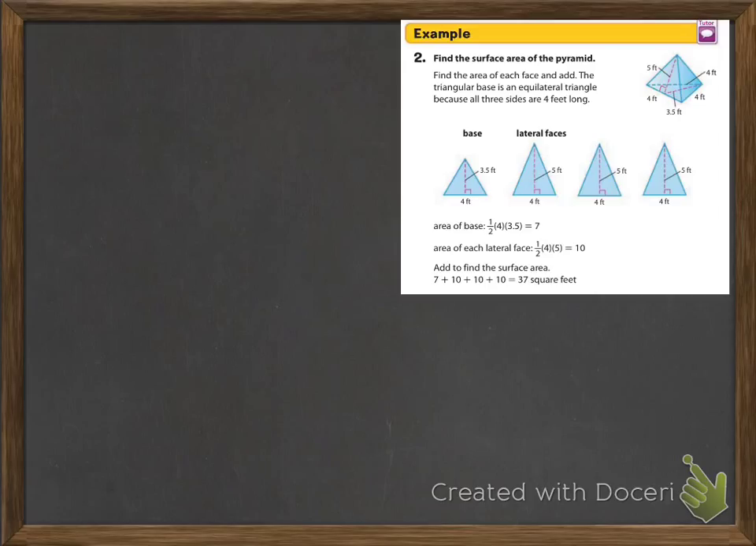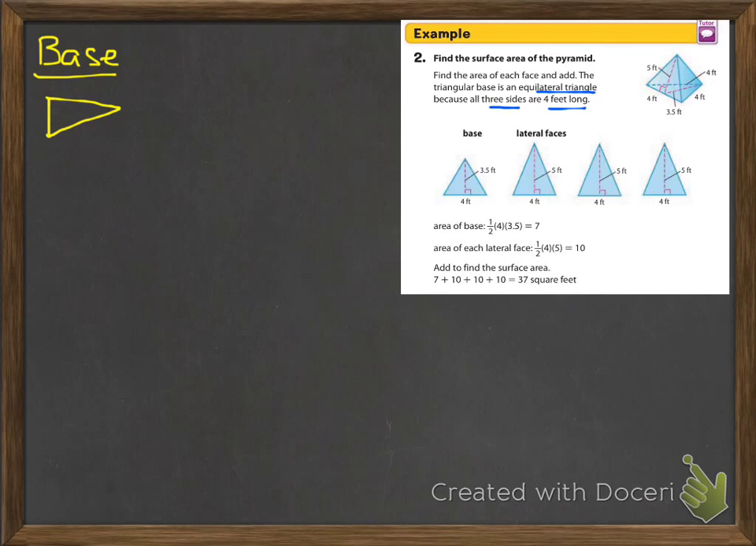All right, so now let's go ahead and look at example 2. Example 2 says to find the surface area of the pyramid. Find the area of each face and then add. The triangular base is an equilateral triangle. Go ahead and underline that because all 3 sides are 4 feet long. So now we just want to go ahead and first identify our base and find the area for that one.